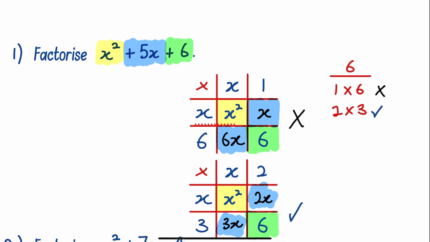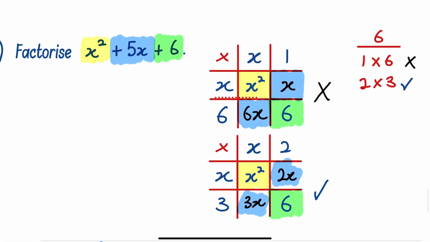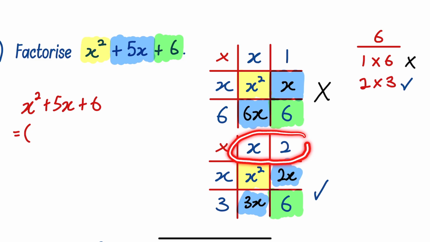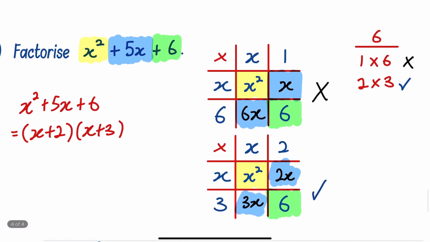So therefore the final answer to this question from this multiplication frame is, let me write out my final answer over here: x squared plus 5x plus 6 is equal to, I check the factors here, x plus positive 2. So this will be x plus 2, times, the next factor, x plus 3. And that is simply how we use the multiplication frame.